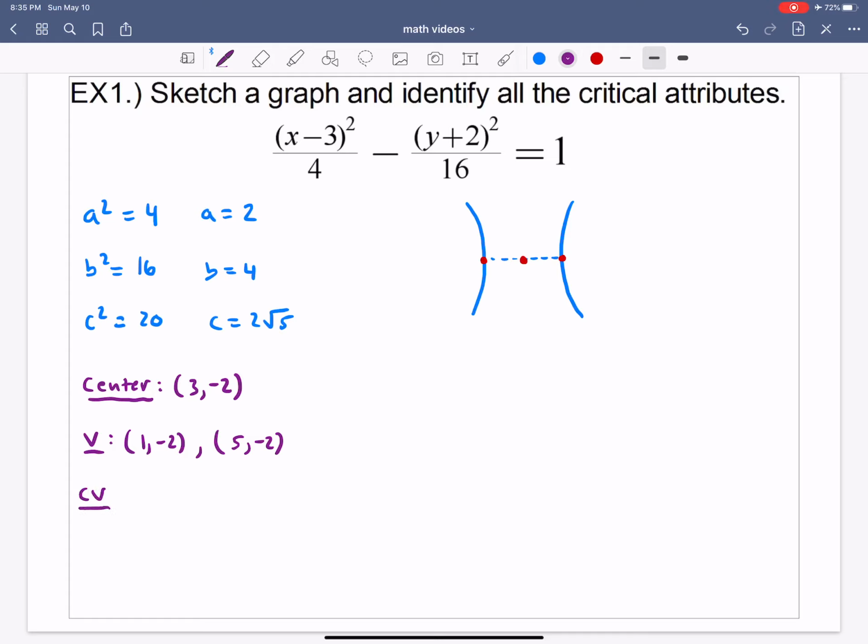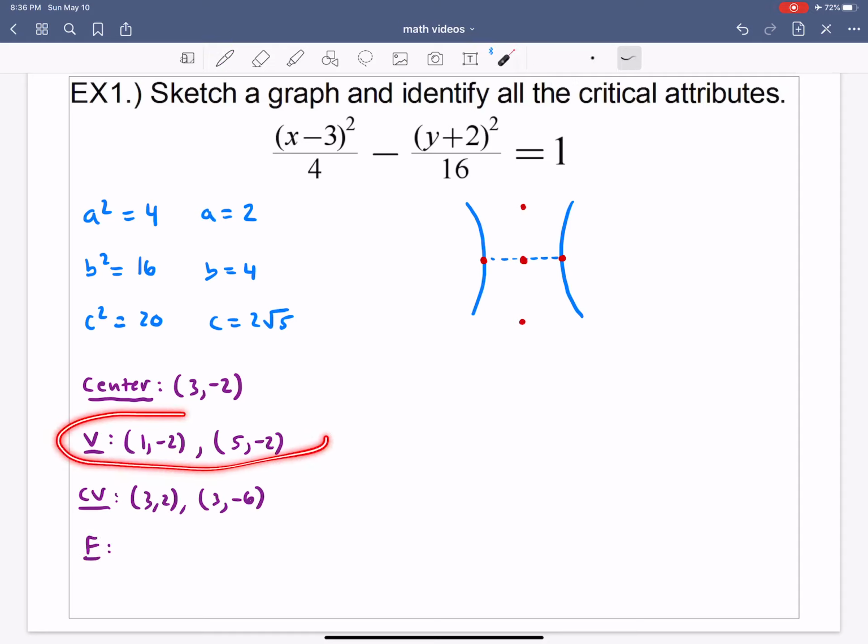Next, let's talk about the co-vertices. Remember, the co-vertices aren't points on the curve, but they're actually up 4 and down 4 from the center. So if I go up 4, I'm at (3, 2). If I go down 4, I'm at (3, -6). The foci are always on the same line as the vertices. So we're going to take 2 root 5 and add that to 3. Because 2 root 5 is irrational, you can just leave it as 3 plus or minus 2 root 5.